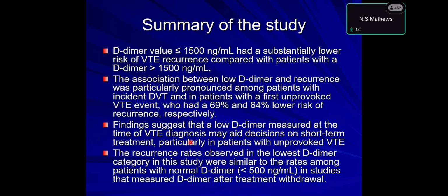Findings suggest that a low D-dimer measured at the time of VT diagnosis may aid decisions on short-term treatment, particularly in patients with unprovoked VT, and the recurrence rates observed in the lowest D-dimer category, that means those who had less than 1,500, were similar to the rates among patients with normal D-dimer.